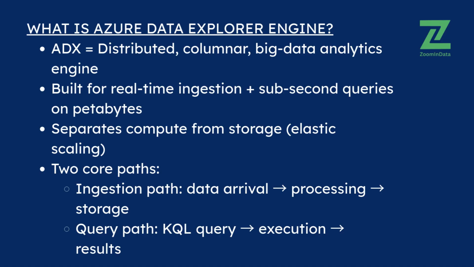Everything happens through two main paths: the ingestion path, which is all about getting data in quickly and reliably, and the query path, which is about running your KQL queries as fast as possible.